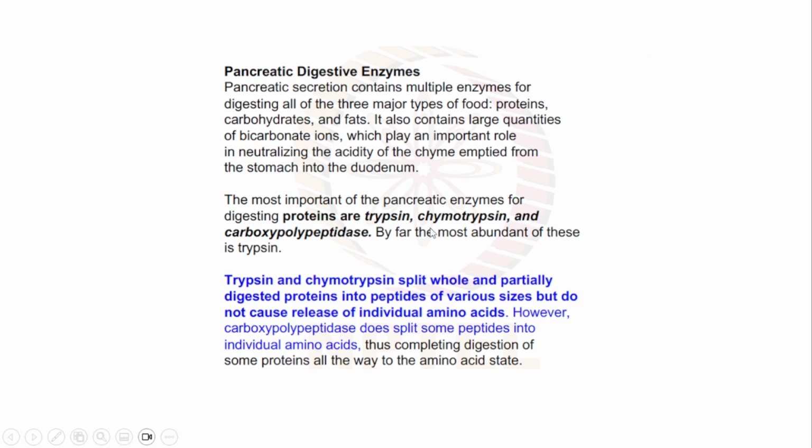Okay. So trypsin and chymotrypsin split whole and partially digested proteins into peptides of various sizes, but do not cause release of the individual amino acids. They cannot make amino acids, but large proteins they certainly digest into small peptides. However, carboxypolypeptidase does split some peptides into individual amino acids. So whose job is it to convert to individual amino acids? Carboxypolypeptidase. Okay. Thus completing digestion of some proteins all the way to the amino acid state. Then these amino acids will be reabsorbed and further used in the body according to their requirement.